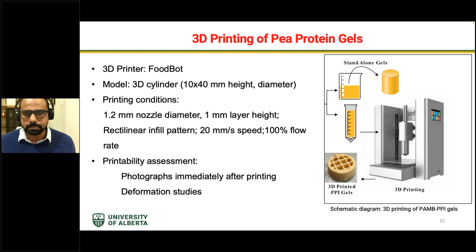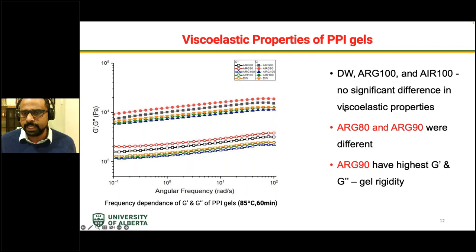So when we looked at the viscoelastic properties of these pea protein gels, we found that the gels prepared by using the plasma activated microbubble water had different viscoelastic properties. For example, the G prime, G double prime values of ARG-80 and ARG-90. That means the mixture of argon and air that was used to create this plasma activated microbubble water, and that water was used to make the gels, right? So ARG-80 and ARG-90 had higher viscoelastic or rheological properties. And that means the gel rigidity of the gels prepared by the plasma activated microbubble water was higher compared to those prepared by distilled water.